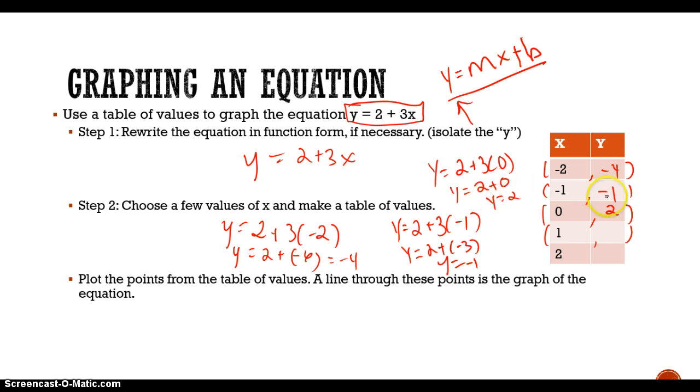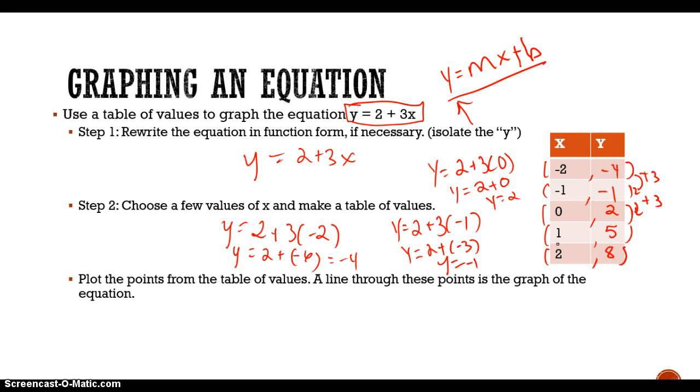Okay, so now after you've done 3 points, you will see a pattern here. We see that this will increase by 3, increase by 3. So we know automatically that if you plugged in 1, you should get 5. If you plugged in 2, you should get 8. So here is my table of values.